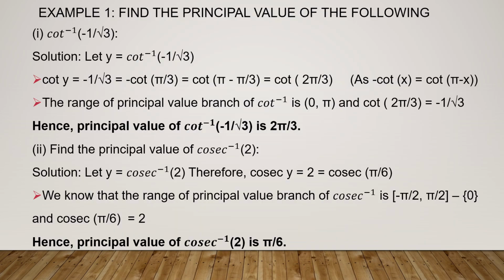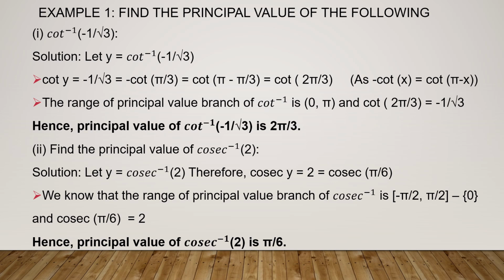Now, the first example, try to understand carefully each of the examples. Find the principal value of the following. First one, cot inverse of minus 1 upon root 3. Now for this type of examples, first of all, assume y is equal to cot inverse of minus 1 upon root 3. So what do you get? Cot y is minus 1 upon root 3. Now as I told you, just memorize the previous table. So you know cot pi by 3 is 1 upon root 3. So minus 1 upon root 3 is minus cot of pi by 3.